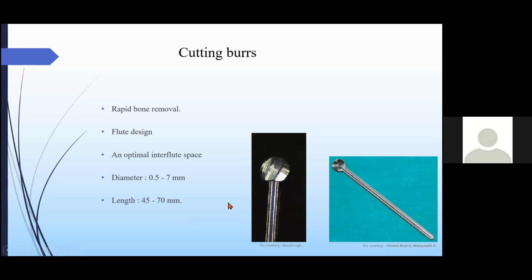And there is an optimum distance between these two fluids, which does not cause any bone dust to accumulate, and thus the efficiency of bone removal is also good in the case of cutting burrs. The diameter of these cutting burrs can range from 0.5 to 7, and the length can be 45 to 70 millimeters.